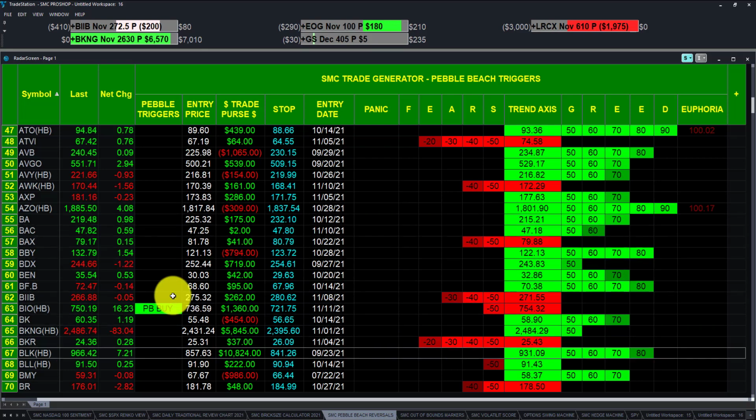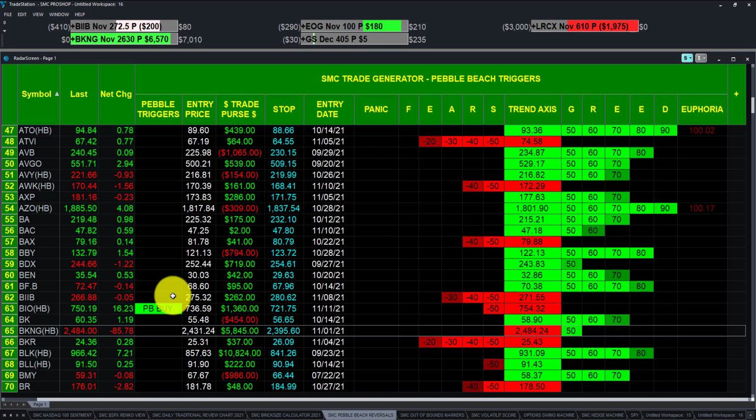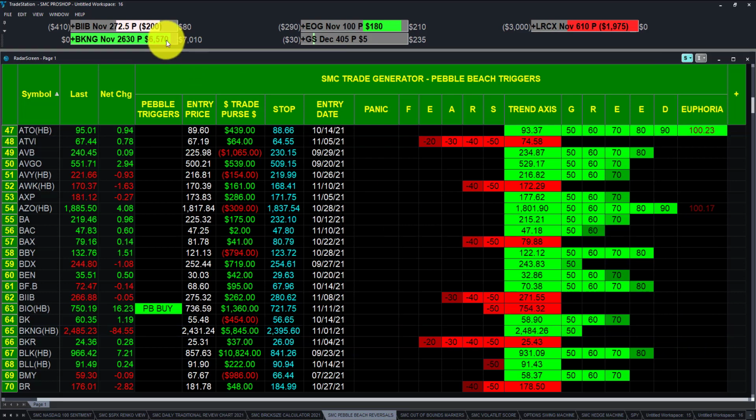Let's look at Booking. Here is Booking.com. Booking.com is in here, right back to the trend axis, which is amazing because when we bought the put, it was out here in euphoria. So it did beautifully. I bought the put, it moved back here, and here we are, $6,500. We'll talk about how much those puts were in a moment, but I'm going to want to close that too.